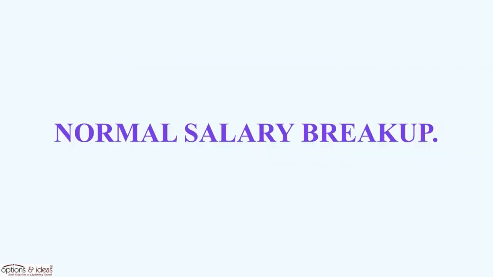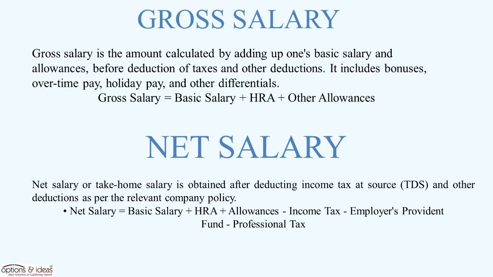Normal salary breakup. Gross salary. Gross salary is the amount calculated by adding up one's basic salary and allowances, before deduction of taxes and other deductions. It includes bonuses, overtime pay, holiday pay, and other differentials. Gross salary equals basic salary plus HRA plus other allowances.